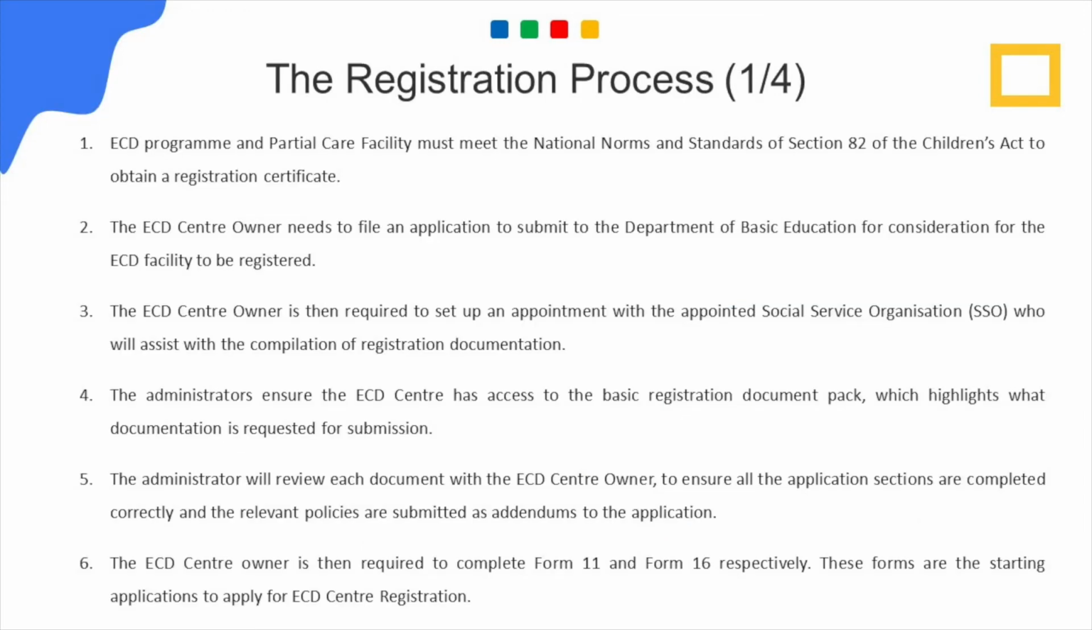The registration process involves a 16-step process, which highlights the journey the ECD center must go through in order to obtain compliance. The steps in the process include, first off, the ECD Center must meet the national norms and standards of Section 82 of the Children's Act 38. The applicant is then required to set up an appointment with the appointed social service organization, or SSO, designated to the center's area by the department, who will assist with the registration process.